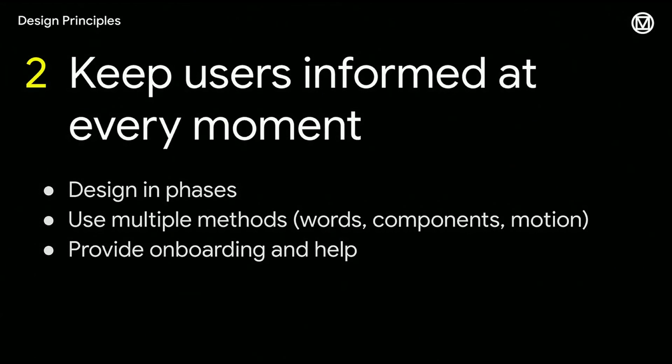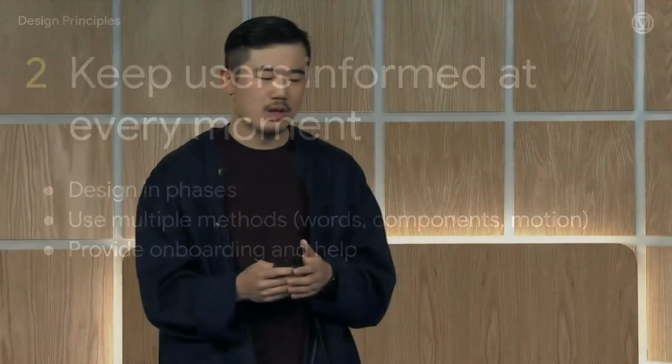Our second principle is to keep users informed at every moment. These new patterns can be pretty unfamiliar to users, and explaining what's going on at every step is really important to ensure a smooth experience. So first, really rely on these design phases that we've shown you to help organize your flows. And use multiple methods like language, motion, components to implicitly and explicitly communicate to your users what's happening now and what they should expect later. And finally, outside of the main flow, introduce users to the essentials of your app through an onboarding experience, and give them a persistent way to learn more about the feature through a dedicated help section.